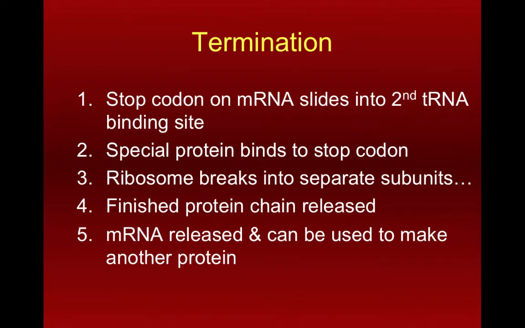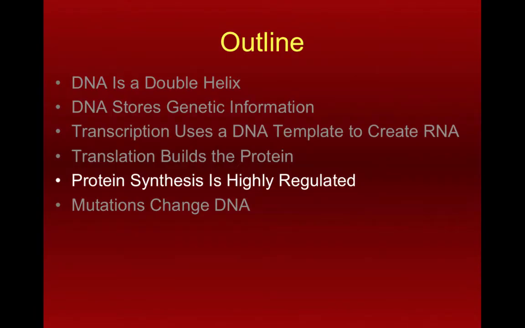tRNAs are released as well. And mRNA is then available to be translated again, at least one more time, if not more than one more time. So everything gets broken apart. The ribosomal subunits go one way, tRNAs go one way, mRNA goes back to be translated again, and the protein's done. That's going to go off potentially, say, to the Golgi apparatus to get finished off. Everything is now broken apart at this point in time. Right? So that's going to be termination.